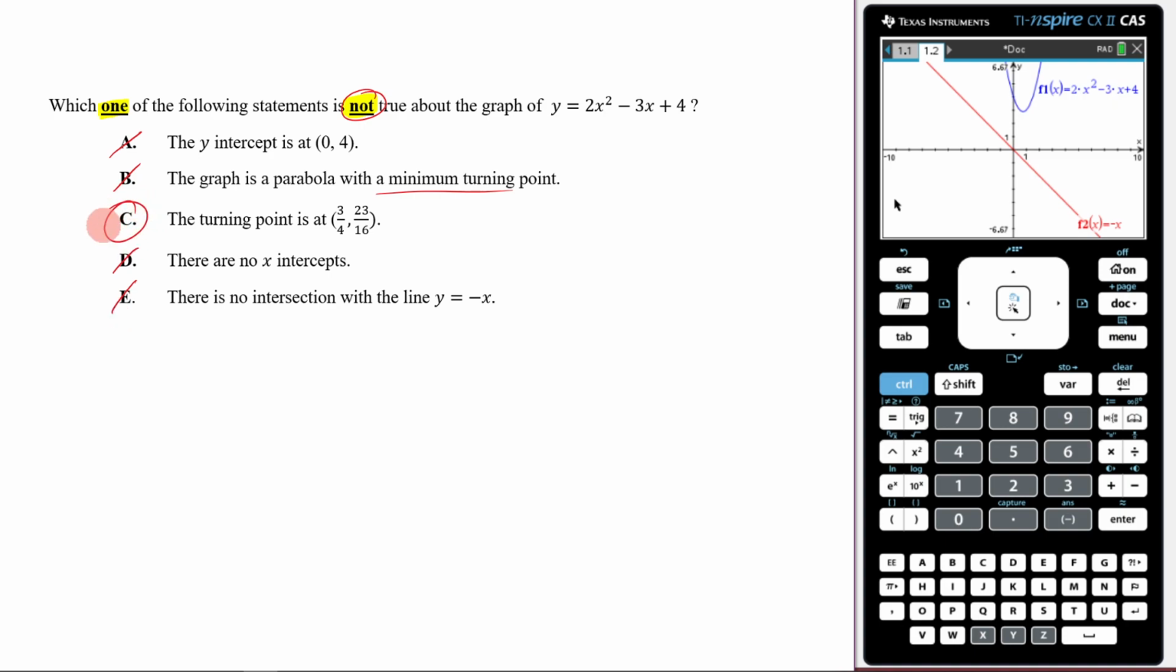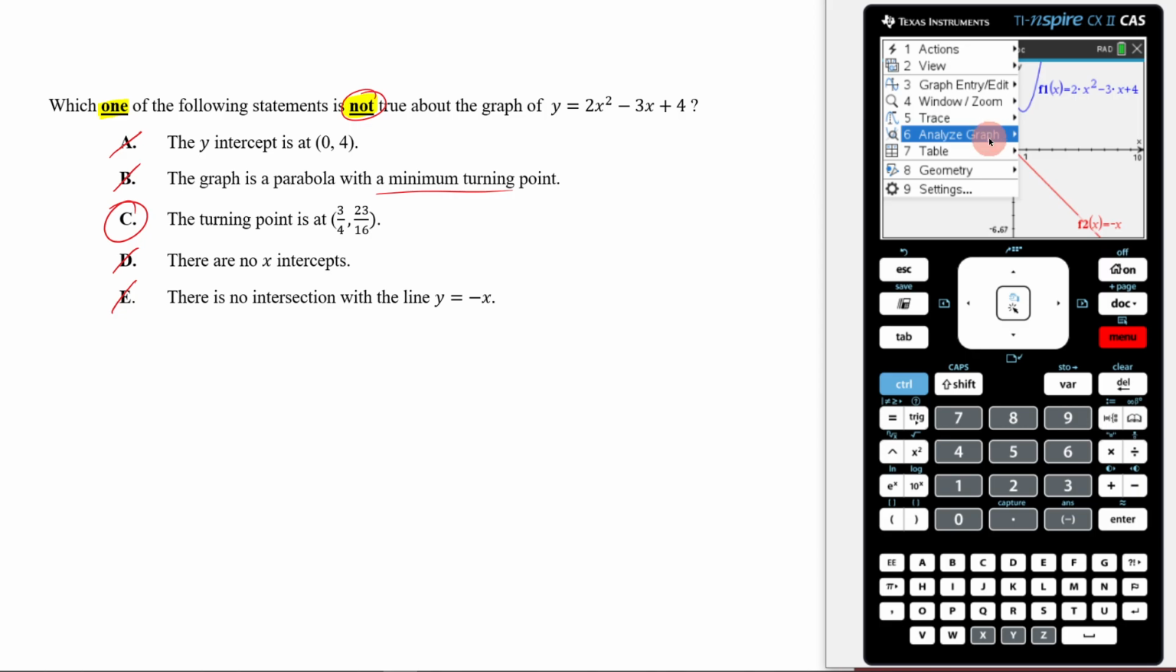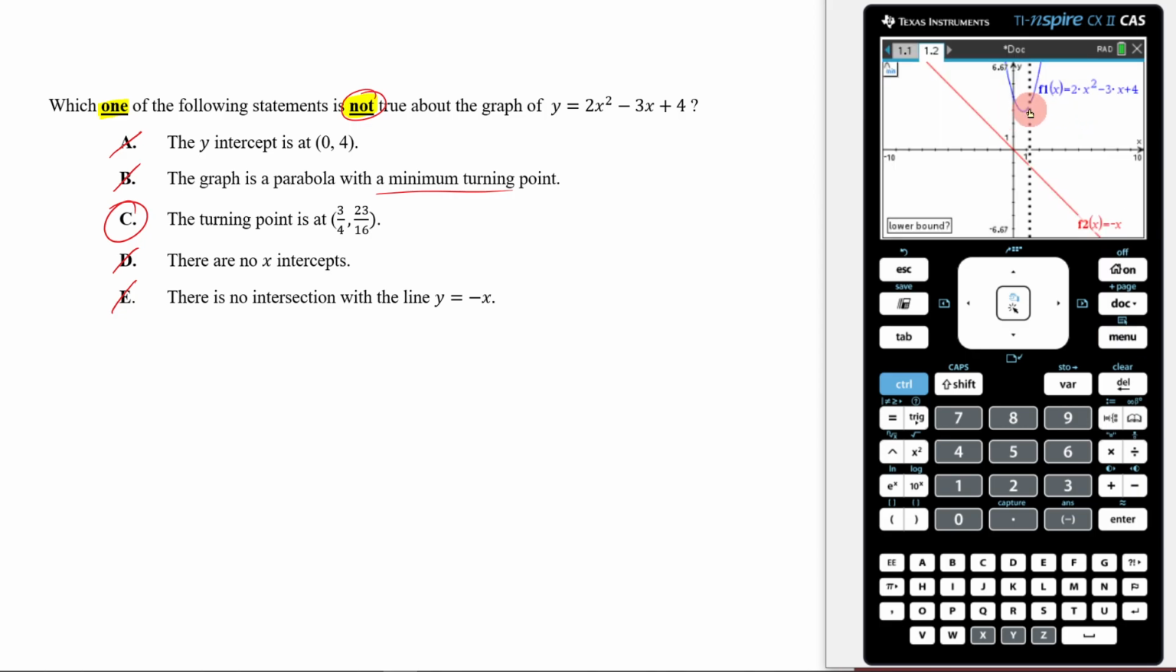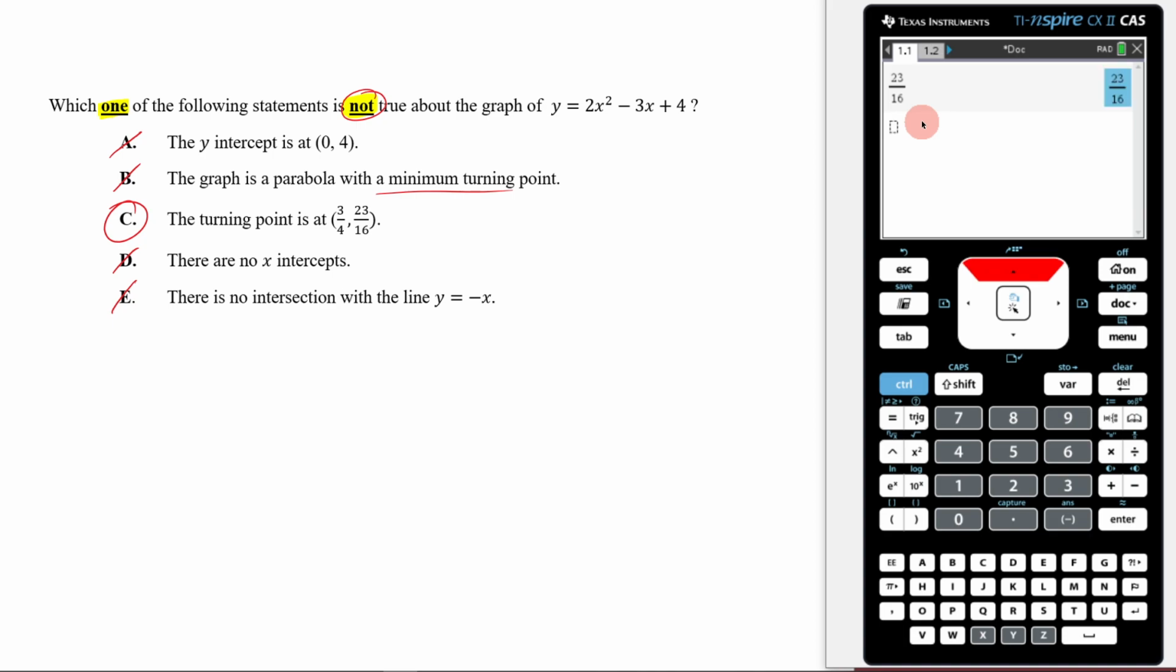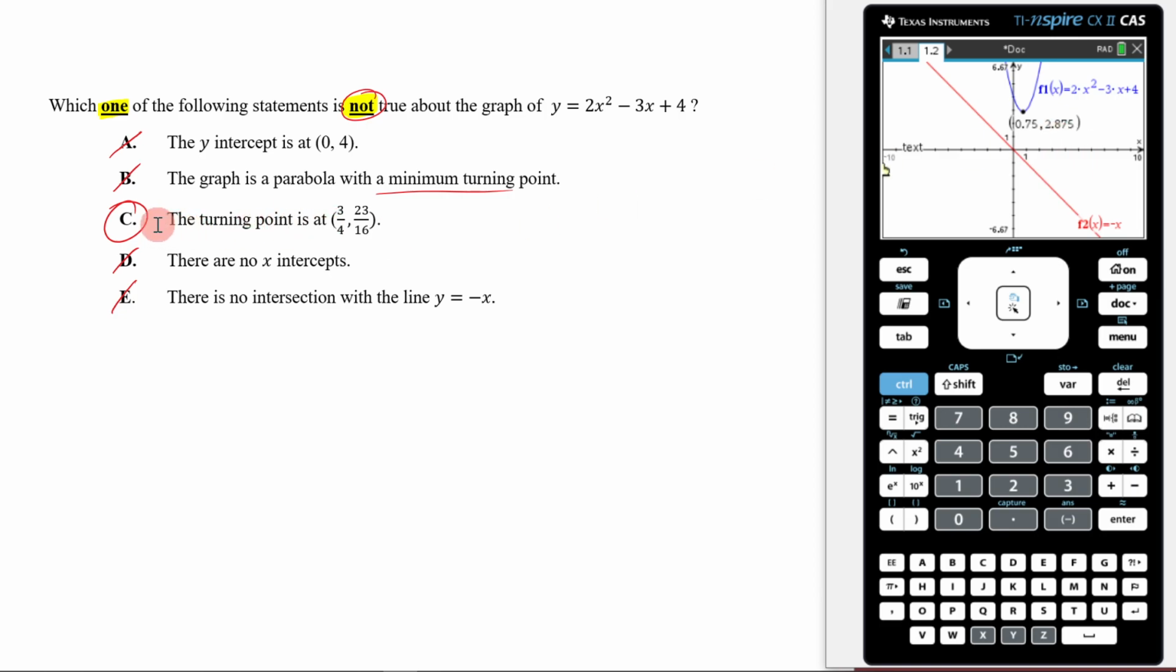You can double check your answer is C by going menu, analyze, minimum, and you have to select the graph you want, sweep over it. 0.75, well that's 3 on 4 there, and then 23 on 16, is that 2.875? Well, we can come over here, we can go 23 over 16, whoops, we have to make sure we hit control enter, 1.4375. That's not that, which means this is not a true statement. So your answer is C because it's not true.